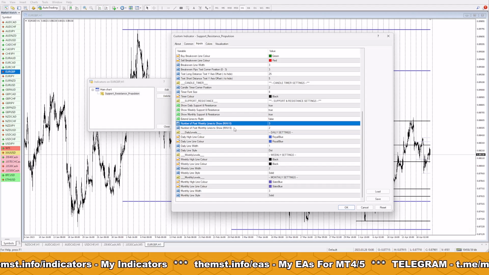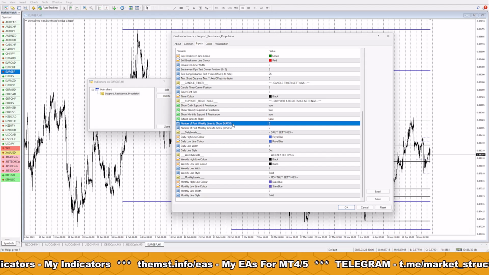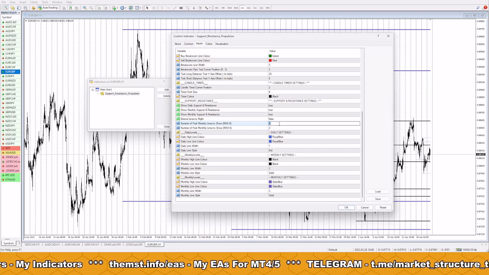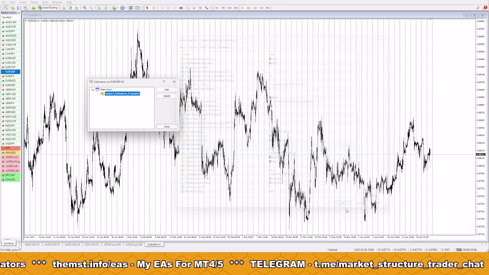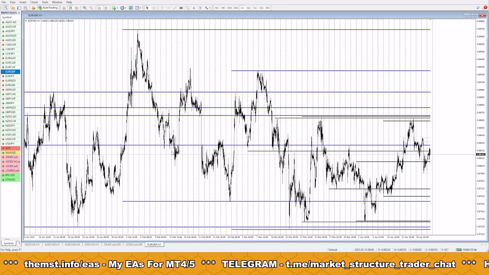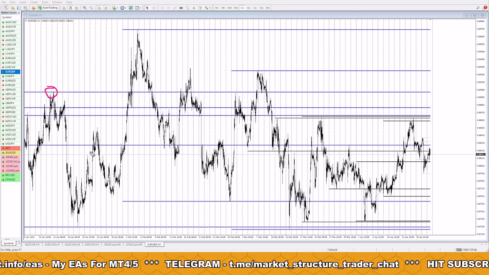The maximum is 6, so it will only ever go back 6 weeks or 6 months at a time. However, if you do that, you're probably going to find that you get far too many lines on your chart. So you can adjust this to fine tune as you see fit. But as you can see, it's quite handy to have lots of lines on there.